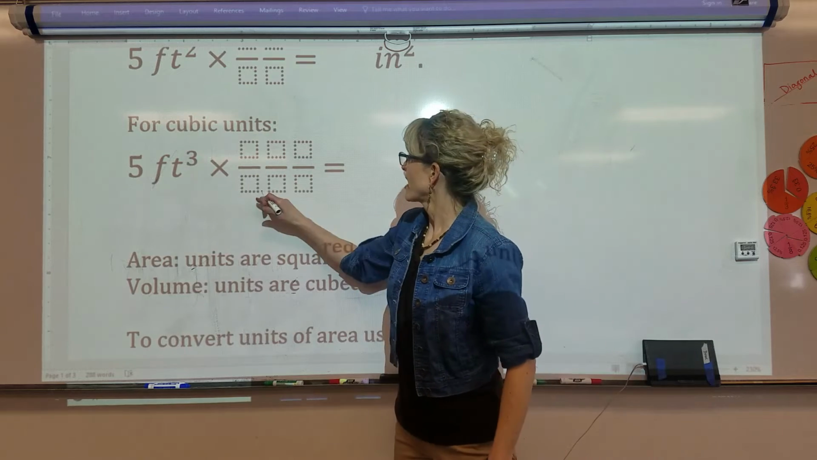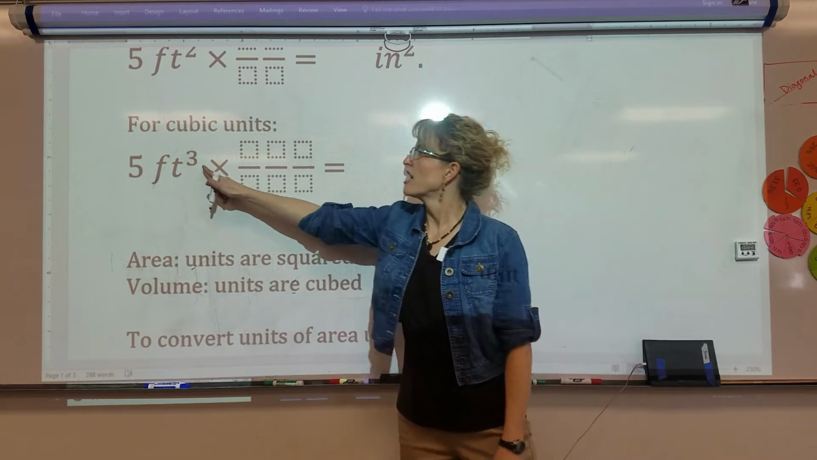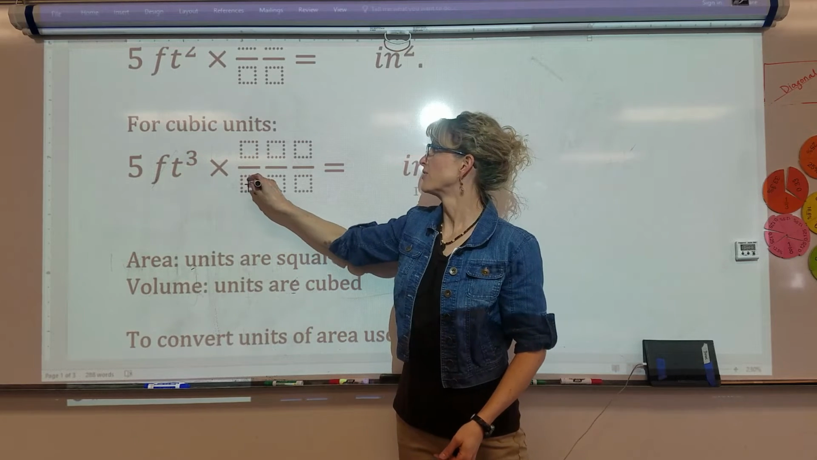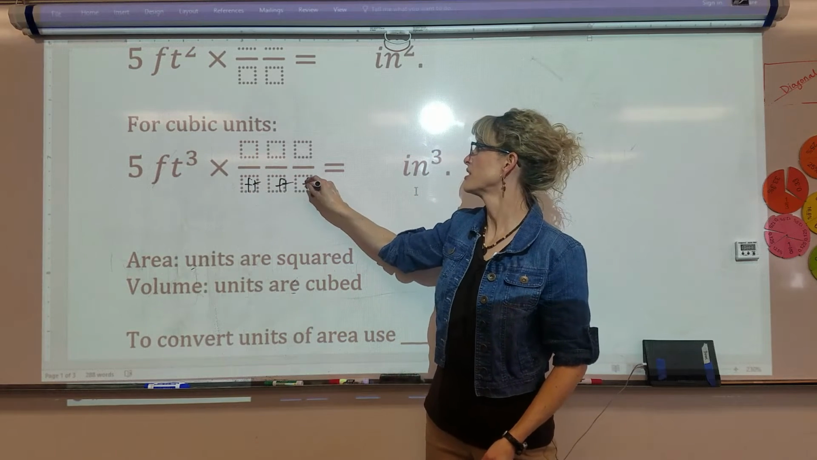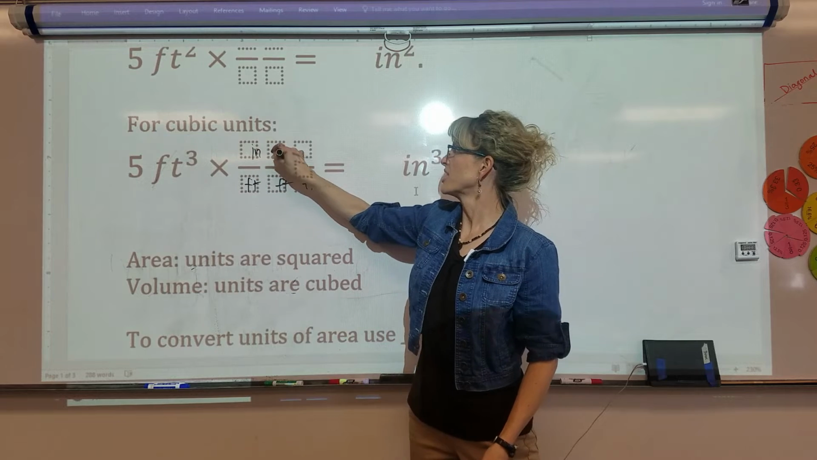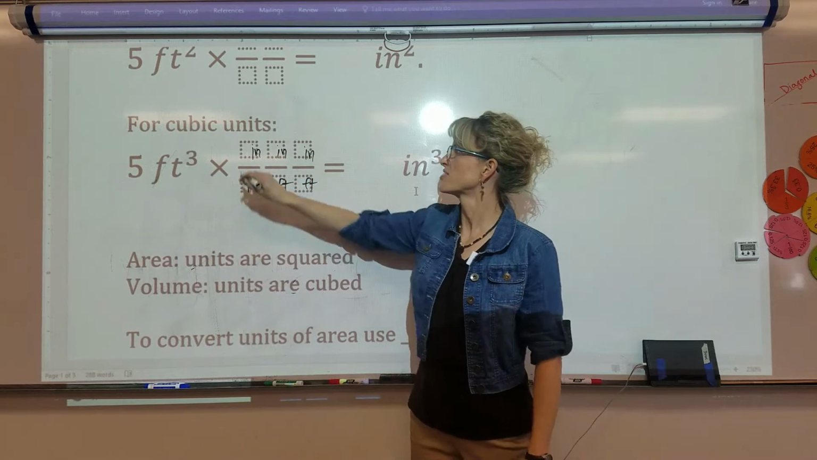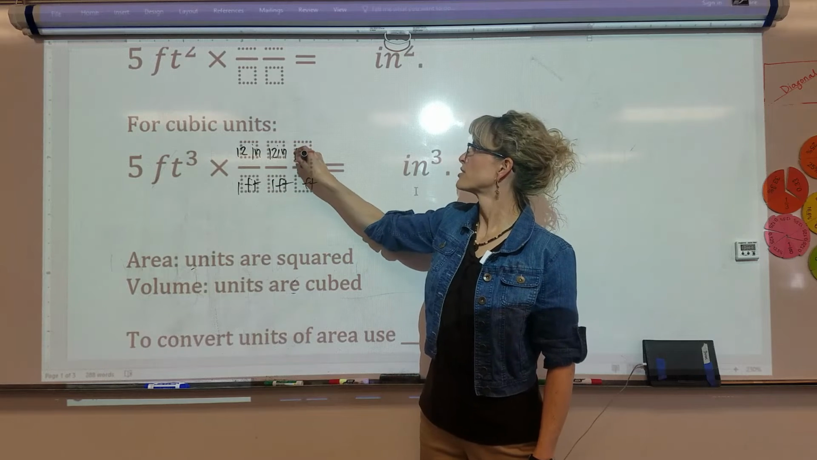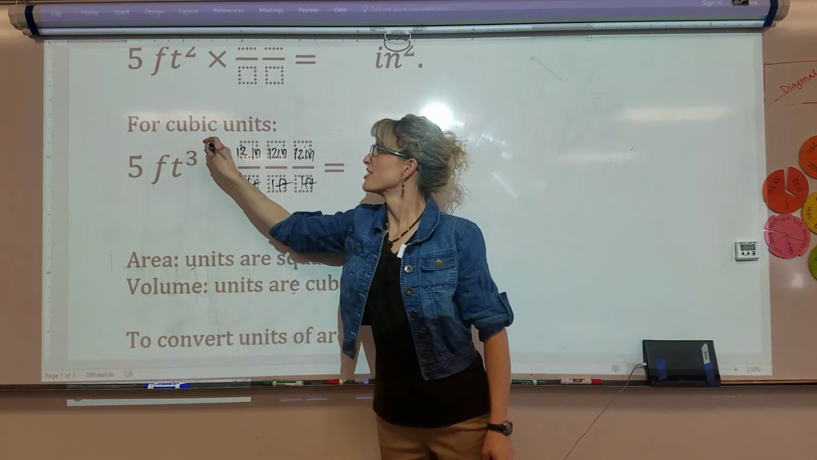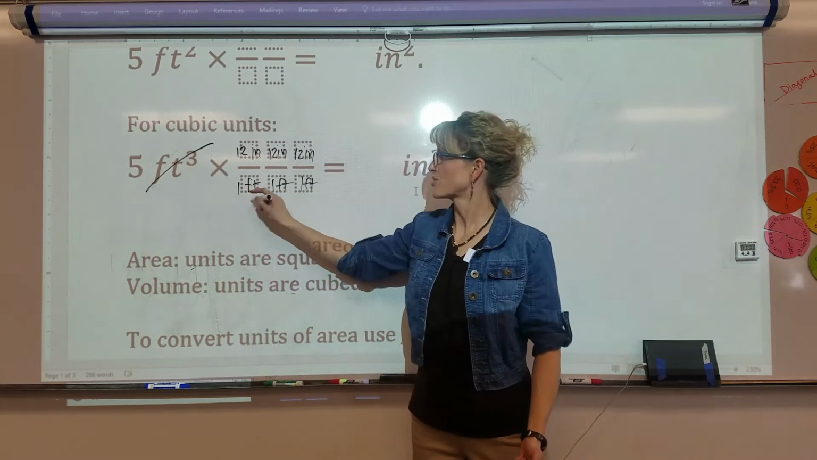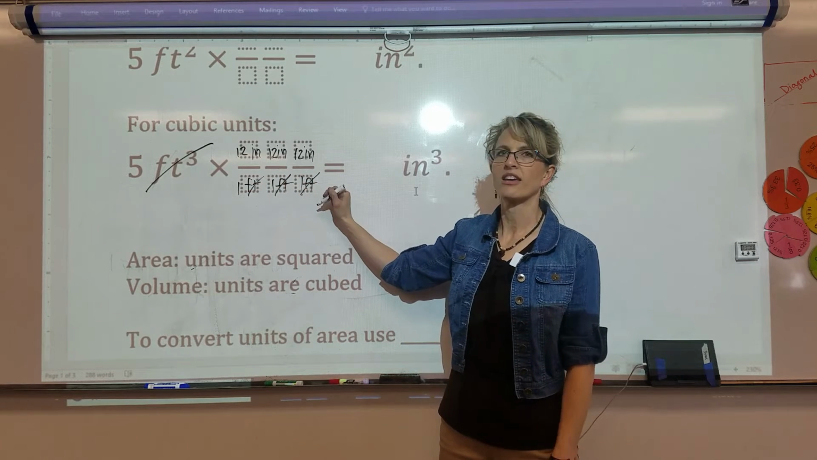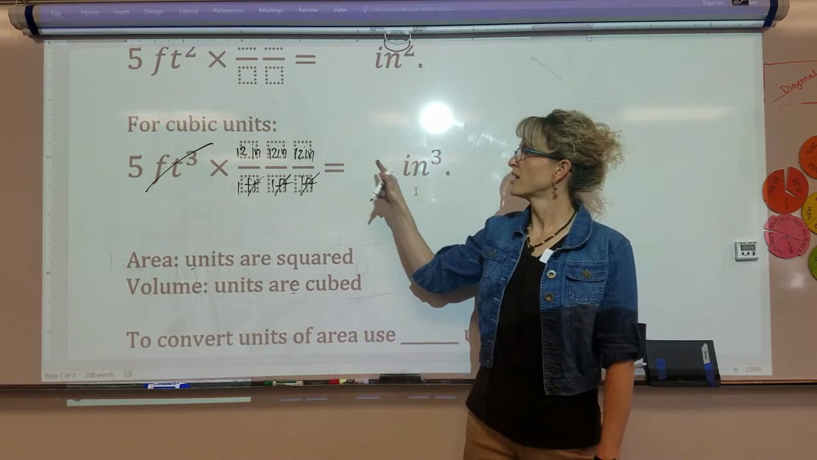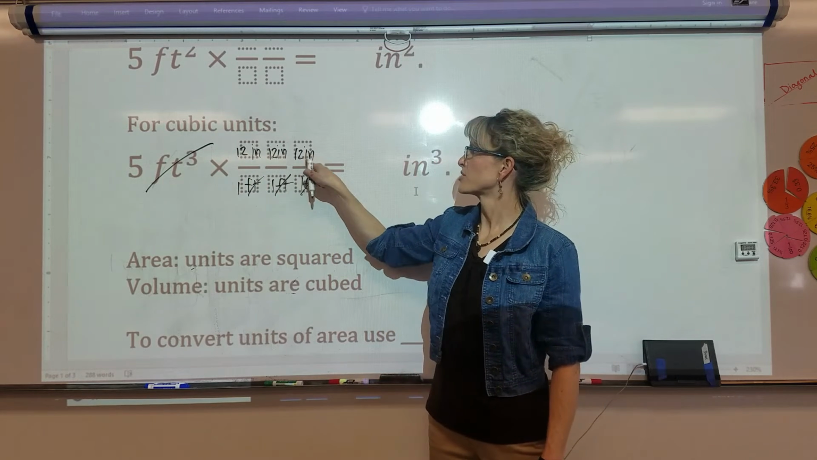All right, so we've got feet cubed, inches cubed. If I've got 5 feet cubed, I need feet times feet times feet. On the end side, I need to end up in inches times inches times inches. I know that 12 inches equals 1 foot, 12 inches equals 1 foot, 12 inches equals 1 foot. Look at this. The feet cubed cancels with feet times feet times feet. I'm left with inches times inches times inches, which is what I wanted. So I do 5 times 12 times 12 times 12.